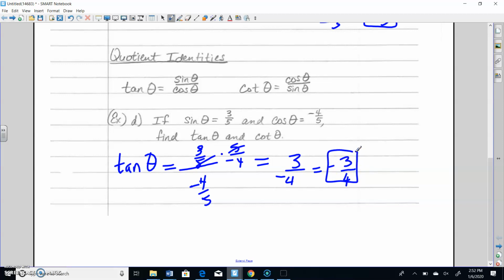Cotangent is just going to be the reciprocal of that, right? So we don't need to use this formula. We can just flip what we got for tangent to get cotangent. So cotangent would be negative 4/3.